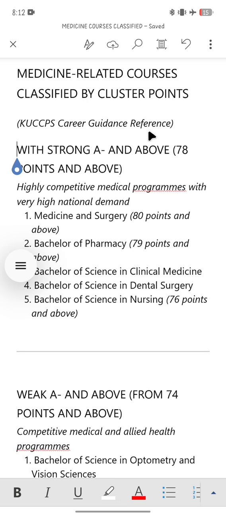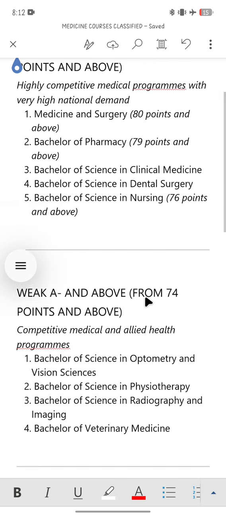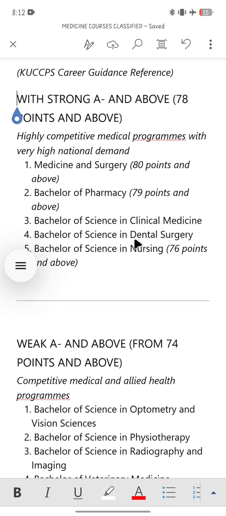Now, students with strong A minus and above, that is 78 points and above, can pursue the following courses: Medicine and Surgery, Bachelor of Pharmacy, Bachelor of Science in Clinical Medicine, Bachelor of Science in Dental Surgery, Bachelor of Science in Nursing. And if your grade is below 78, forget about these 5 courses. That is in terms of cluster points. Get me very clearly. This is in terms of cluster points.